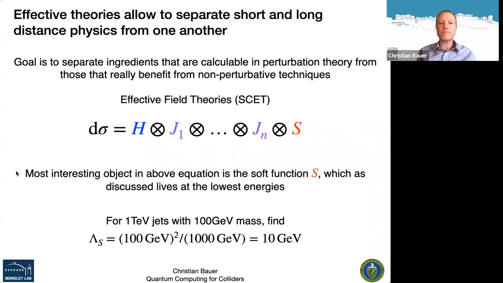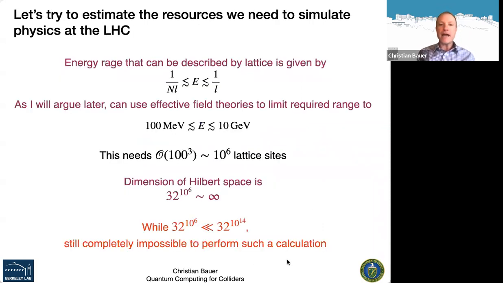So let's plug in some numbers, and let's say we have order 1 TeV jets with order 100 GeV mass. That's a typical scaling. That means that the soft scale, which is mj squared over Q, is of order 10 GeV. So that's a typical soft scale in these events. And this is where we took the hook into quantum computing: if I have a 10 GeV scale, then I have a much lower ratio of scales that I need to deal with. So now I need a lattice field theory that describes scales ranging from, say, 100 MeV to 10 GeV.